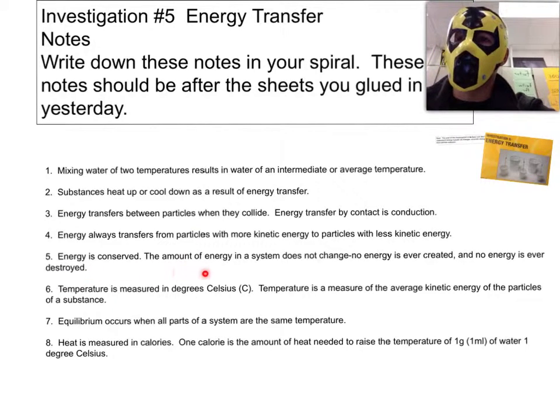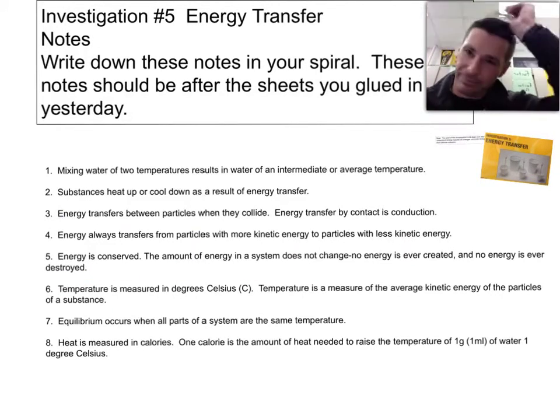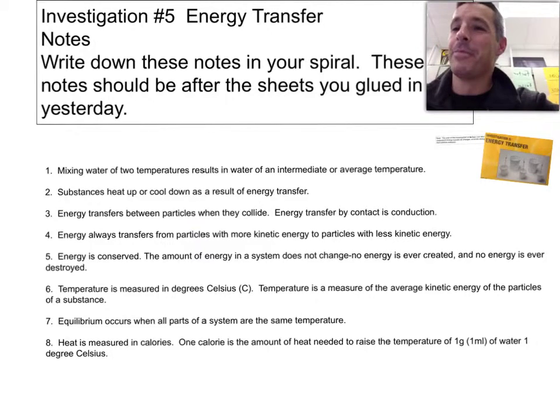Number 5, energy is conserved. The amount of energy in a system does not change. No energy is created and no energy is ever destroyed. So we say it only changes form.